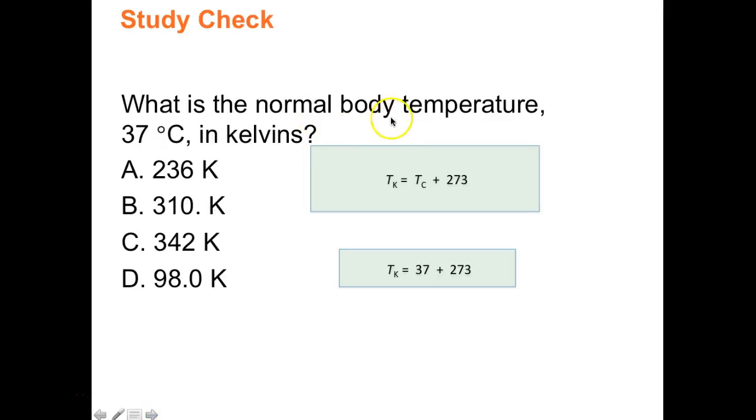What is the normal body temperature in kelvins? 37 degrees Celsius. All you have to do is take the 37 and add 273 to it. That should give you B, 310.